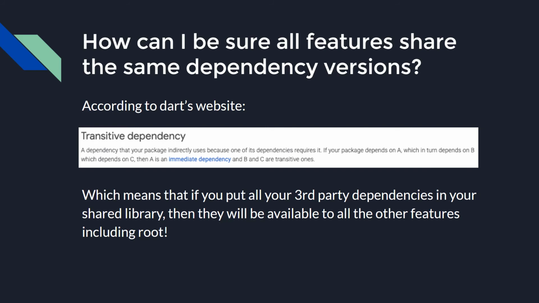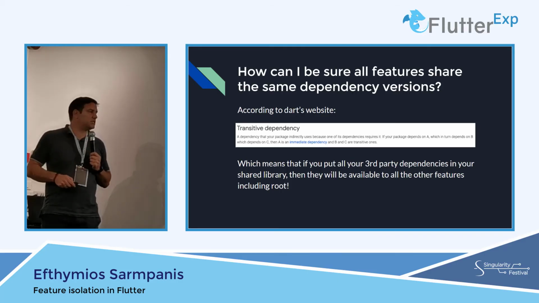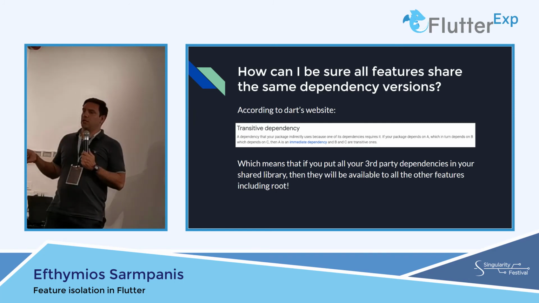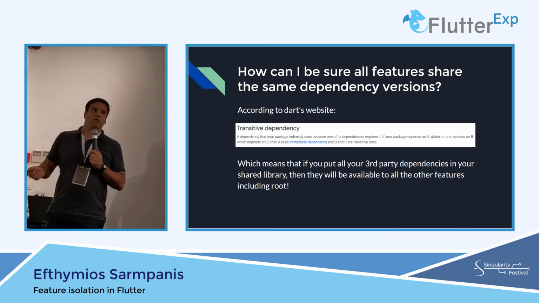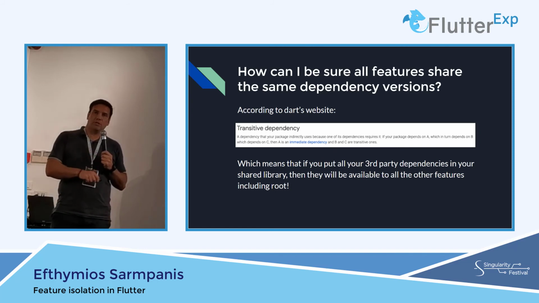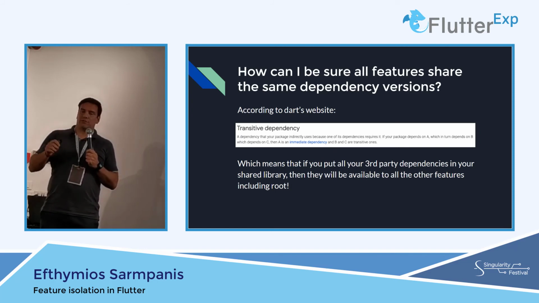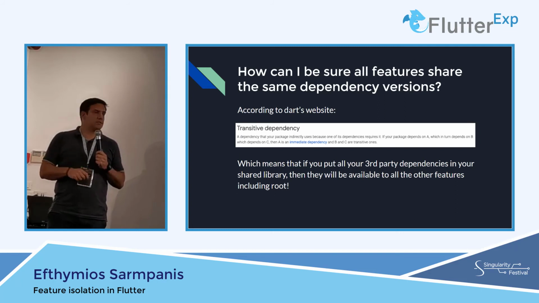So in order to be sure that everybody has the same versions of their dependencies, you put them into your shared library, in your pubspec in the shared library. Because the shared library is a dependency to all of your other libraries plus your application, all of them have the same version of the same dependencies.